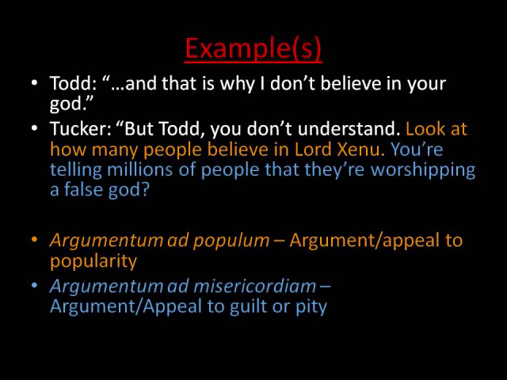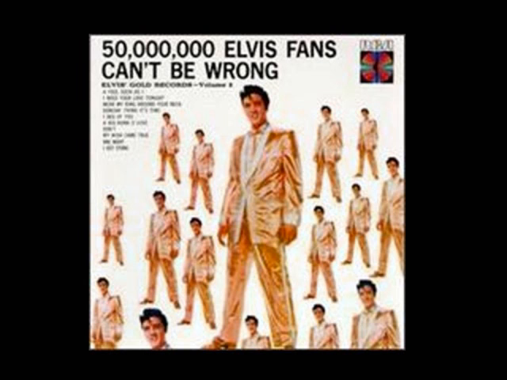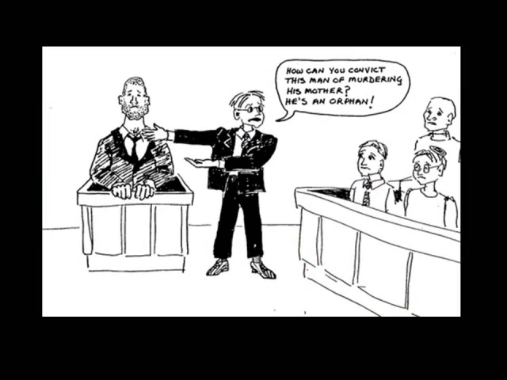Now, Tucker's response is completely unreasonable, completely illogical, and we can see this through the two lines that I've highlighted. The first one being argumentum ad populum, which is an argument or appeal to popularity. The second one being argumentum ad misericordiam, which is an argument or appeal to guilt or pity.